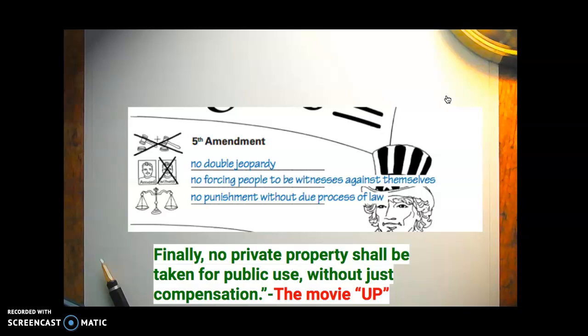Another part of the Fifth Amendment is that if you have private property that the government wants to build a nice mall on, or to build an interstate through, or something like that, they can take your land, your private property, to widen a road, or to build a mall, or to build a subdivision, but they have to pay you fair market value for that land. And if you've ever seen the movie Up, you know exactly what I'm talking about, because that's kind of the basis of what that movie is about.